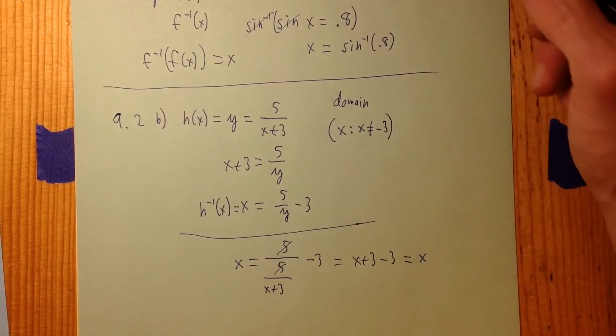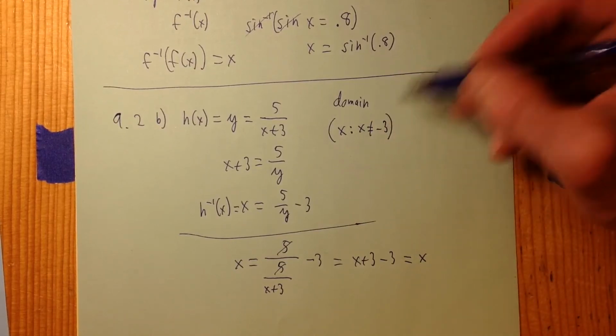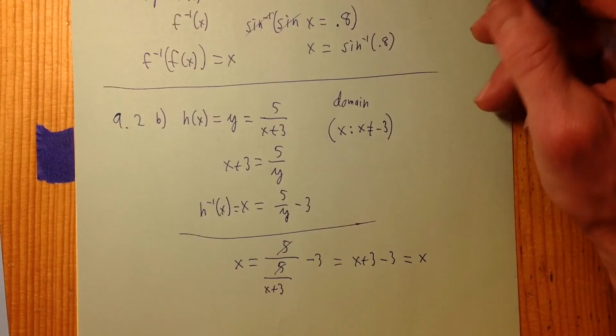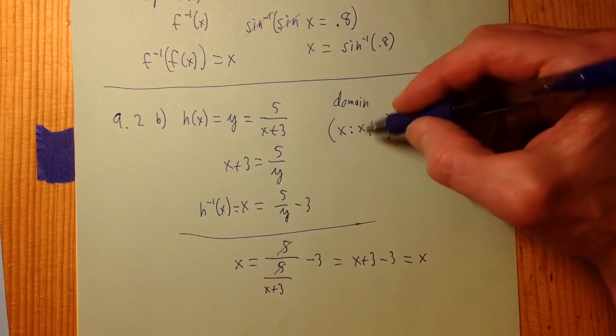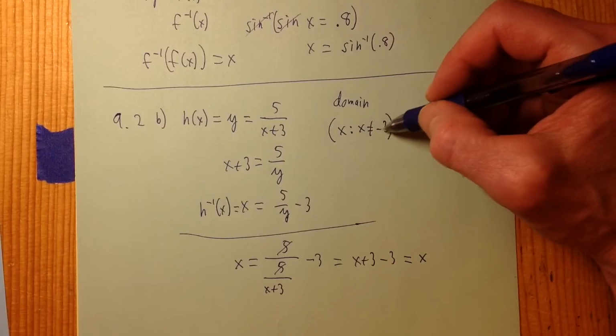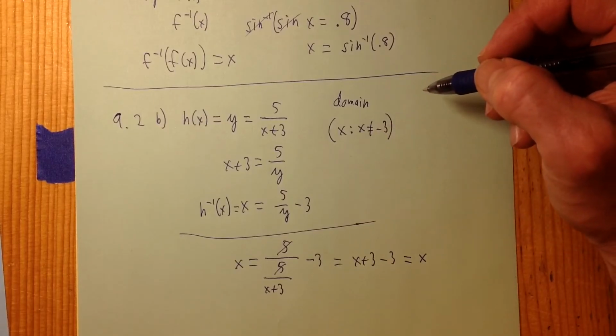Or you could go, well, if it's just one value, it's not worth the trouble doing all the greater than or equals or anything. You just say it can be anything you want except x can't be negative 3. That's the domain.